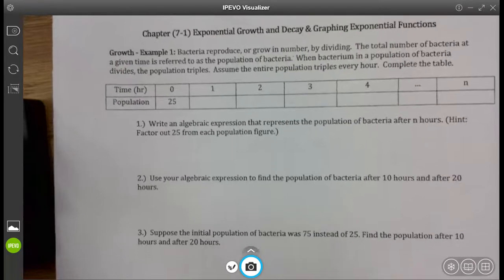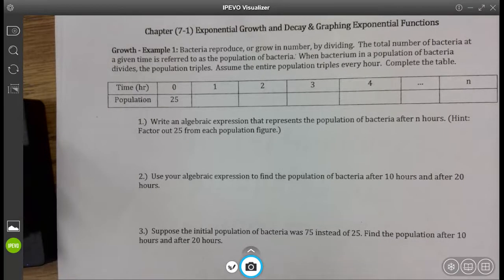Bacteria reproduce or grow in numbers by dividing or splitting. The total number of bacteria at a given time is referred to as the population of bacteria. When bacterium in a population divides, the population triples, for this example. Assume the entire population triples every hour and complete the table.